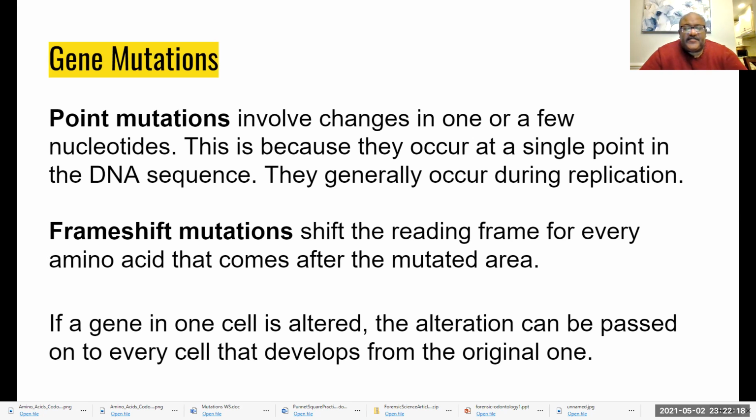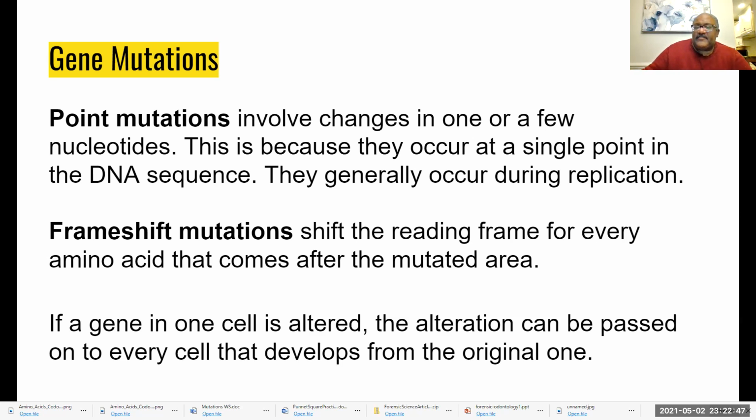Then there's frame shift mutations. They shift the reading frame for every amino acid that comes after. What that means is something is added or deleted, because the codons come in groups of 3. So if I have 2 codons, that'll be 6 letters. If I take one letter out, it's going to change the groups of 3. And that would be a whole frame shift.